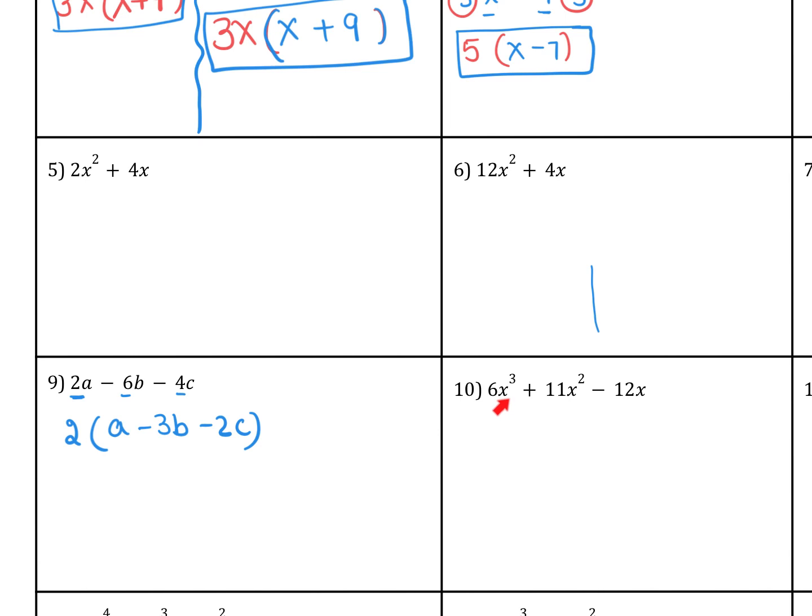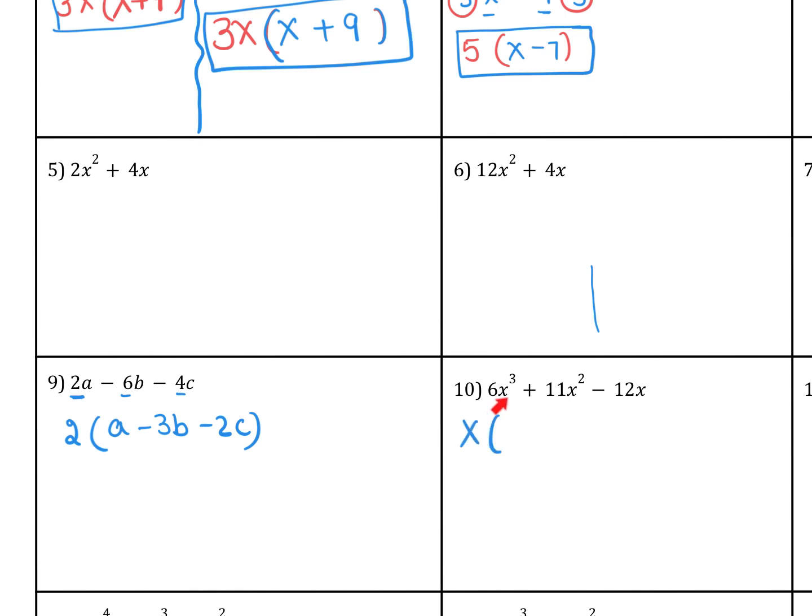Next is this 6x cubed plus 11x squared minus 12x. If you look at this expression, there is no common number. So you cannot factor any number from 6, 11, and 12. Although 6 and 12 have a common factor, which is 6, 11 does not share any common factor with 6 and 12. So altogether, all three of them have no common factor. But if you look at the variables, x cubed, x squared, and x, they all have x as a common factor. So you take out the common x.